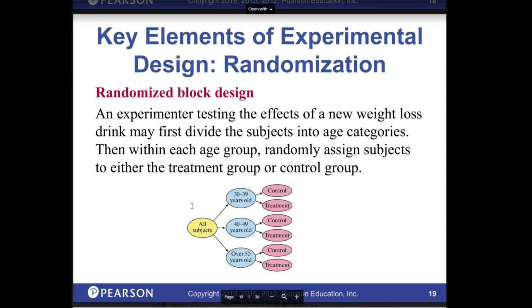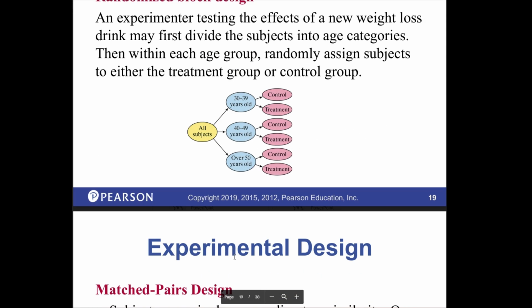And as you can see in this image here, they have all the subjects, and then they show the ages from 30 to 39, 40 to 49, and over 50. And then from there, they separate each age group into two groups: control, where everything is the same, and treatment, where you add the placebo. And then the same thing for all the age groups.